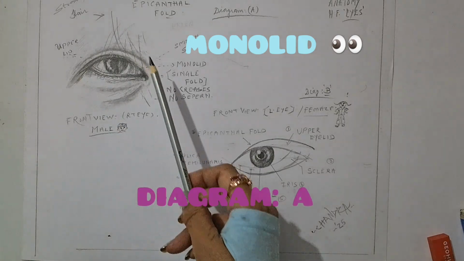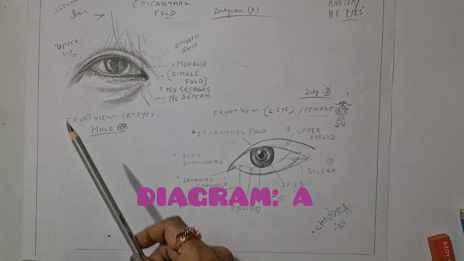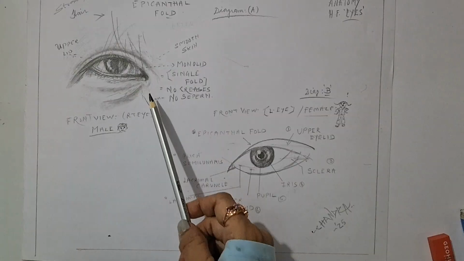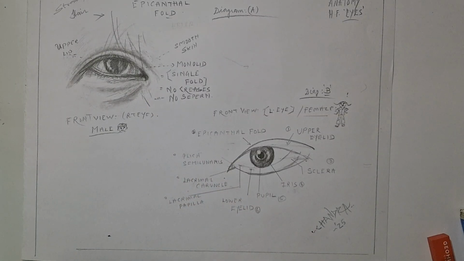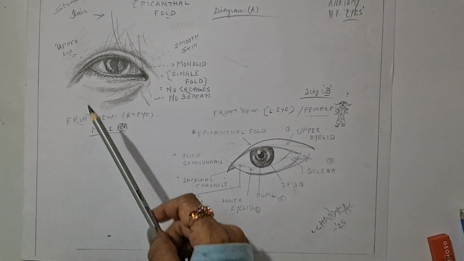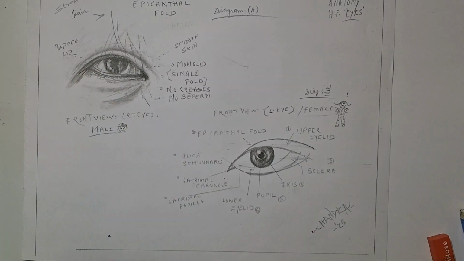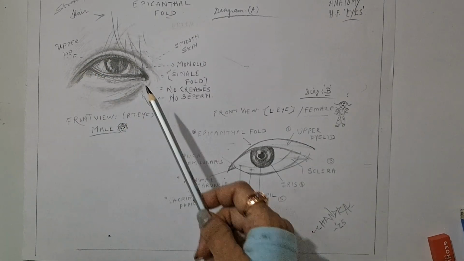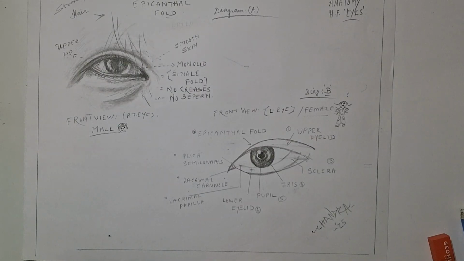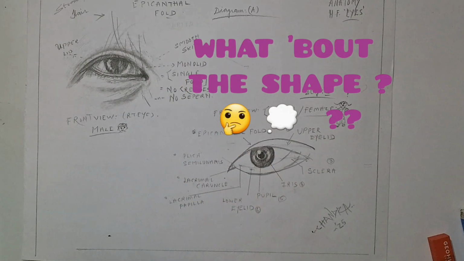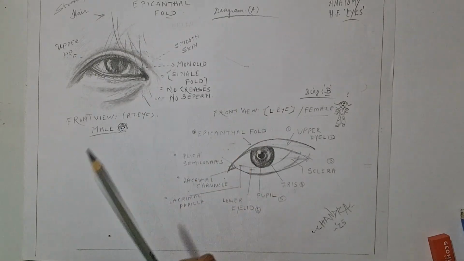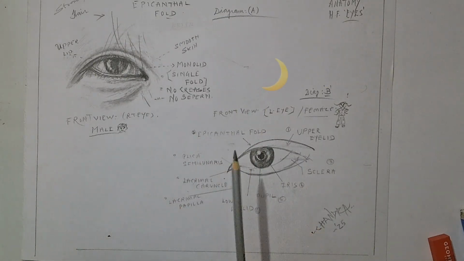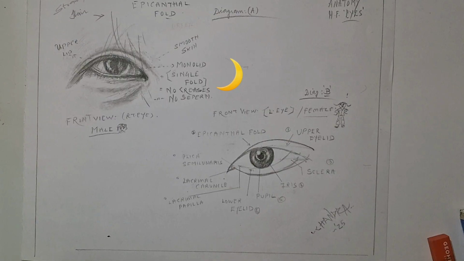Look at this diagram. This is a skin fold of the upper lid that covers the inner corner of the eye. It almost works like a parapet atop. About the shape, it can range from a subtle curve to a more pronounced crescent, like the crescent moon, that defines the eye's shape.